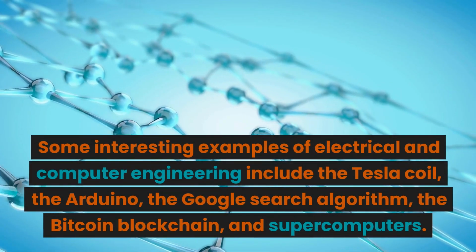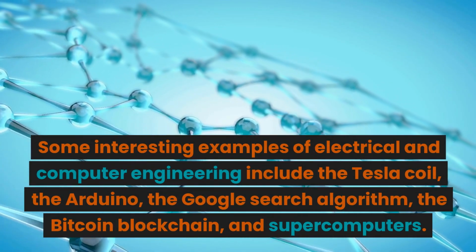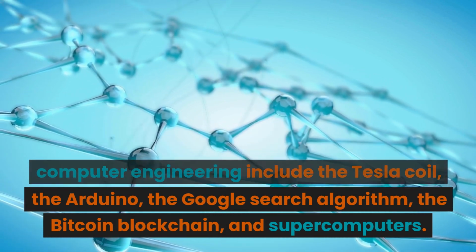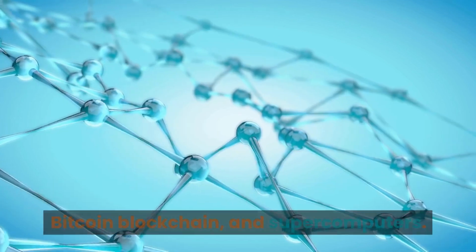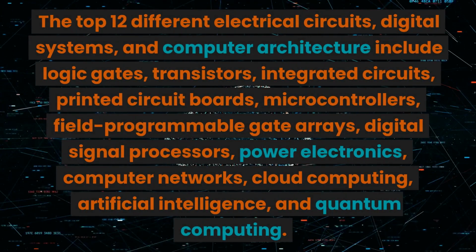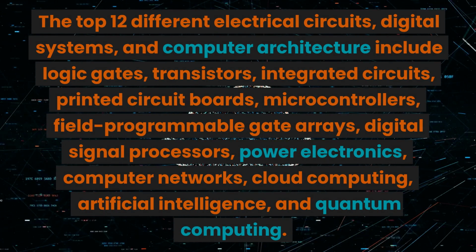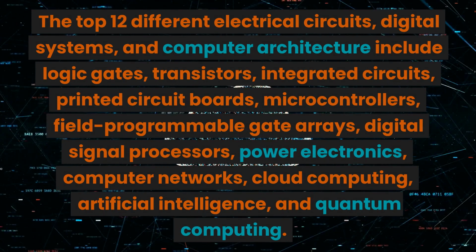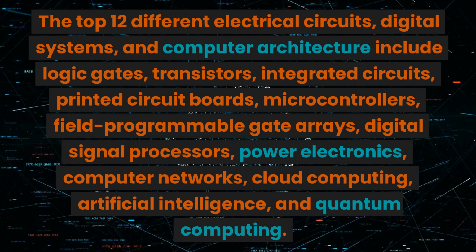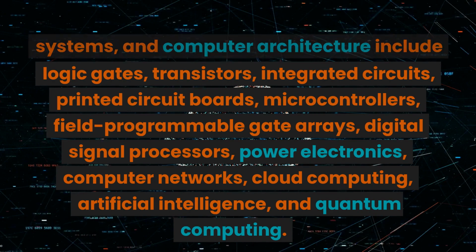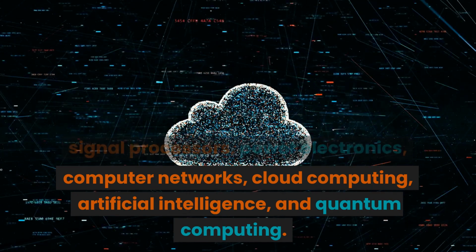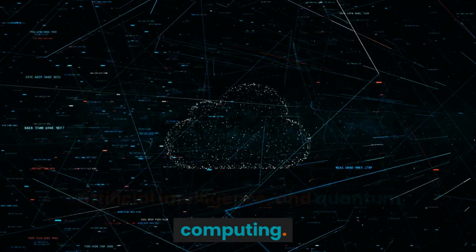Some interesting examples of electrical and computer engineering include the Tesla coil, the Arduino, the Google search algorithm, the Bitcoin blockchain, and supercomputers. The top 12 different electrical circuits, digital systems, and computer architecture include logic gates, transistors, integrated circuits, printed circuit boards, microcontrollers, field-programmable gate arrays, digital signal processors, power electronics, computer networks, cloud computing, artificial intelligence, and quantum computing.